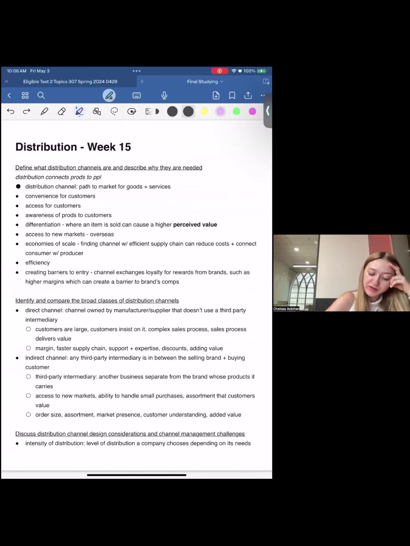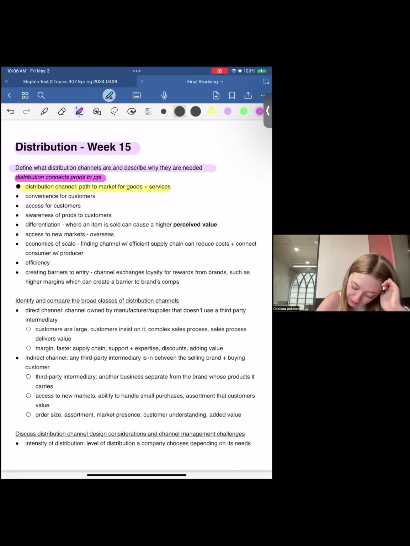And now we're going to move into distribution from week 15. So define what distribution channels are and describe why they are needed. Distribution channels connect products to people. A distribution channel is a path to market for goods and services.